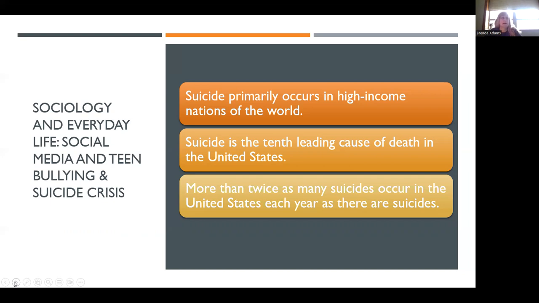Suicide is the 10th leading cause of death in the United States. That's true. More than twice as many suicides occur in the United States each year as there are suicides. So, what they're saying is the United States has twice as many suicides than all of them. So, that is true. So, we have a very high suicide rate.